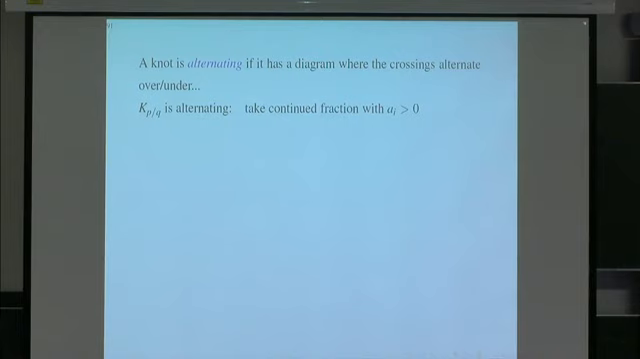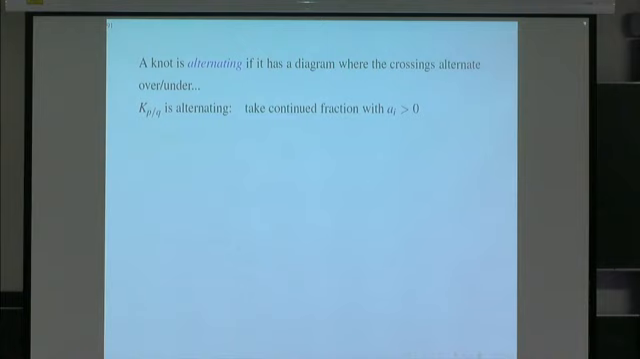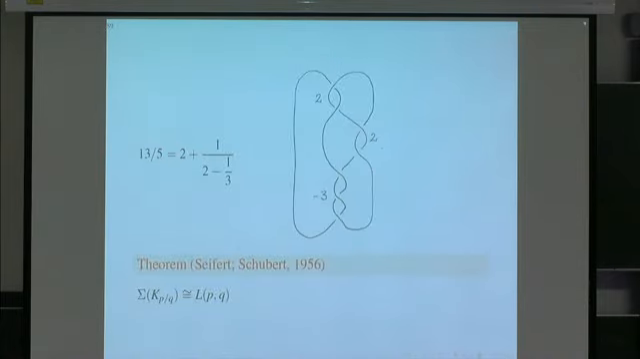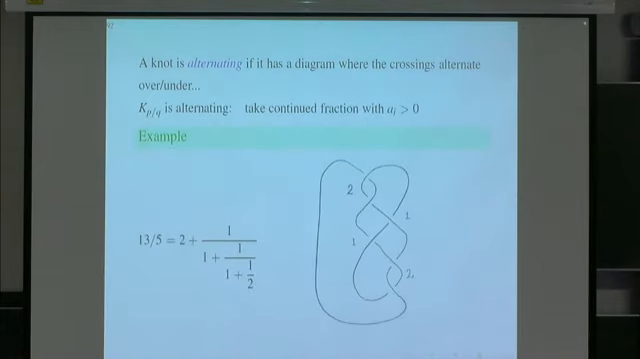You just take a continued fraction expansion where all the terms are positive. So for example, 13 over 5, I previously did it with this, and I didn't get an alternating diagram. But actually, there's a different continued fraction expansion. Now I get an alternating diagram. And it's the same knot, you see. So these are alternating knots, and their double branched covers are lens spaces. And lens spaces, of course, are the paradigm L spaces.